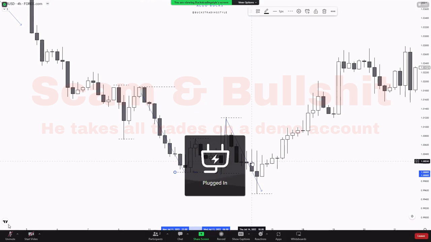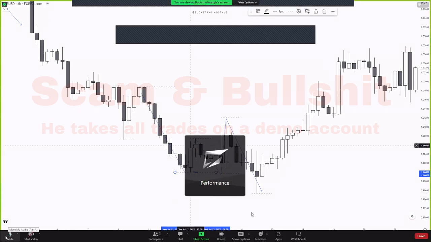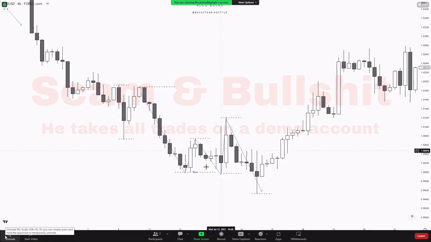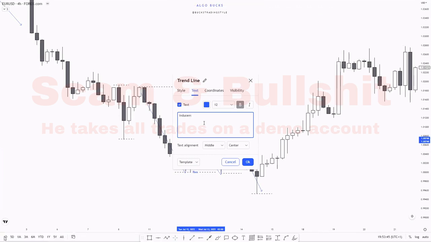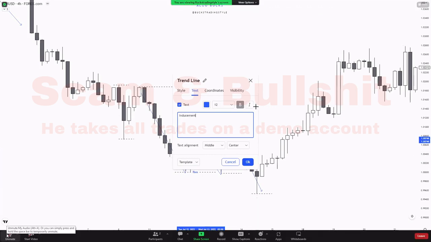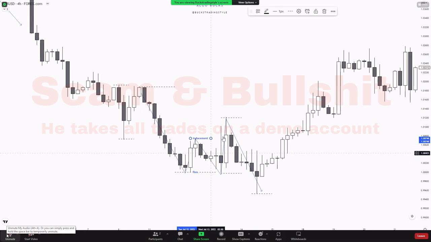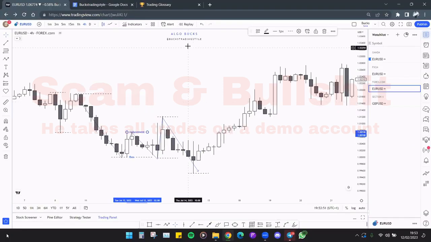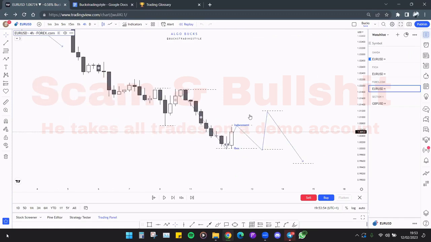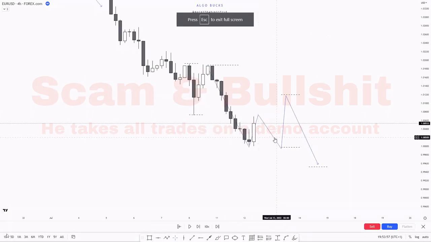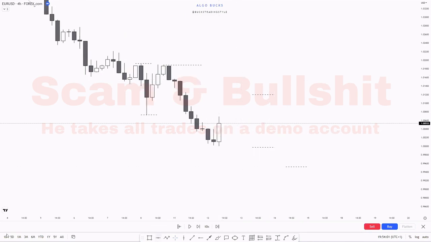This is a fake break of structure right here. Okay. Sorry, that's a fake break of structure. This high right here then becomes an inducement. Now, if I take it back, if I use the replay to this point, and I take this off, this just becomes a structural low.